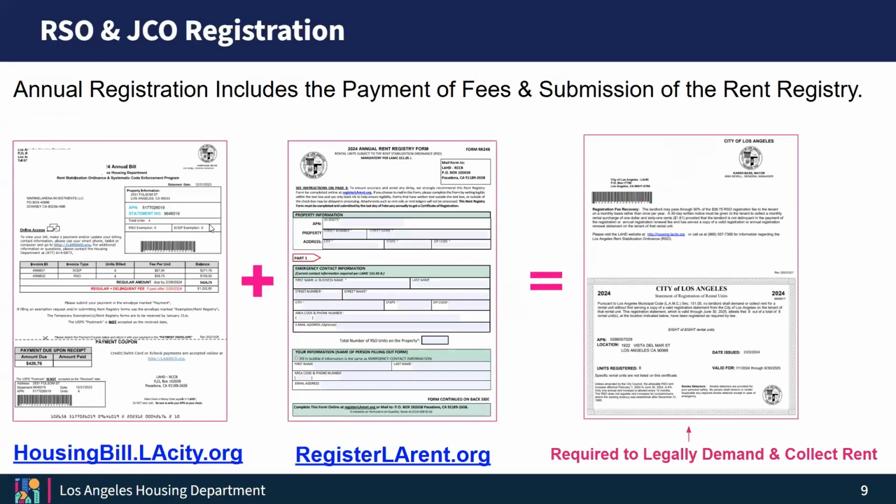Annual registration includes the payment of fees and submission of the rent registry form. Next slide.